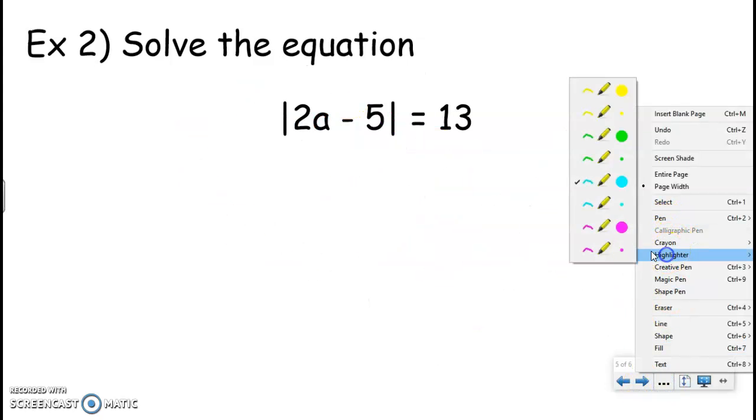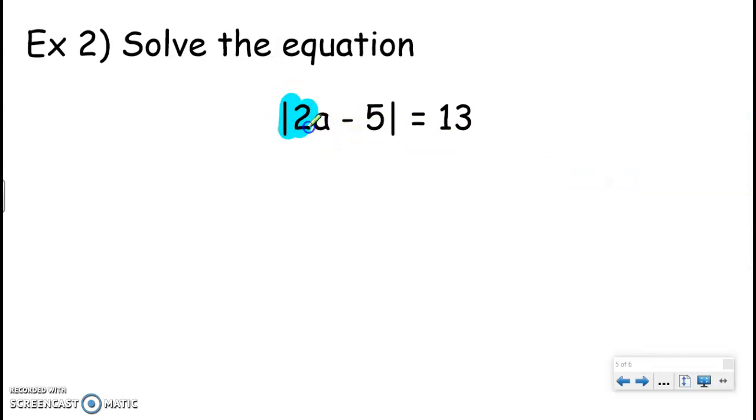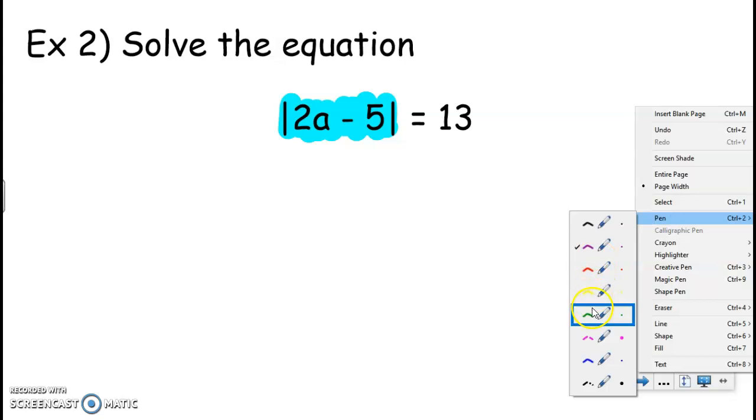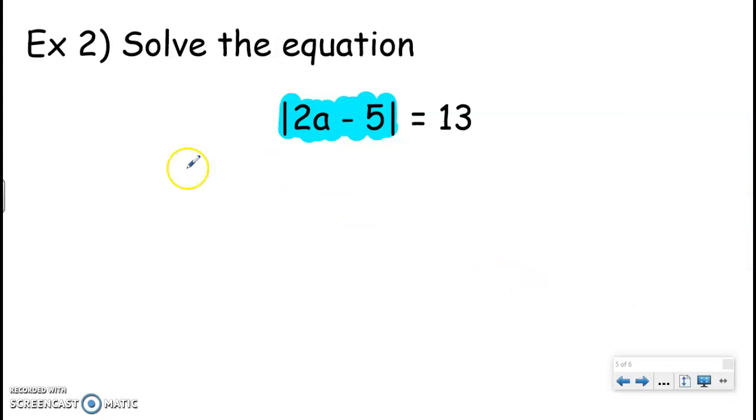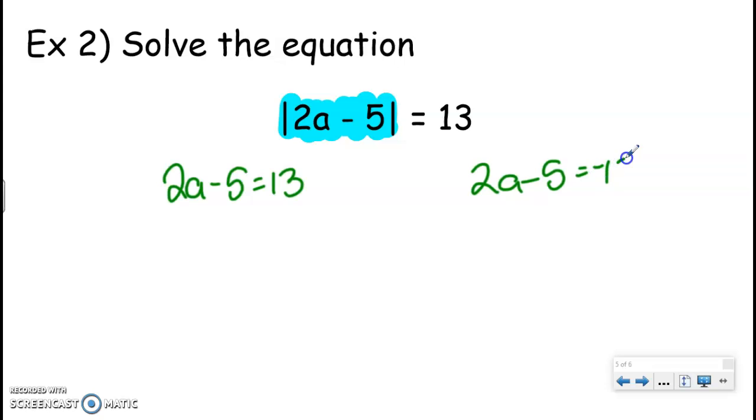Okay, next one. Notice this time the absolute value is already completely by itself. There's nothing on the outside of the absolute value that we have to worry about. So right away, we are going to go ahead and write our two equations. So the first one is 2a minus 5 equals 13. The second one is 2a minus 5 equals negative 13. Solve each of those on their own, and you'll get your two solutions.